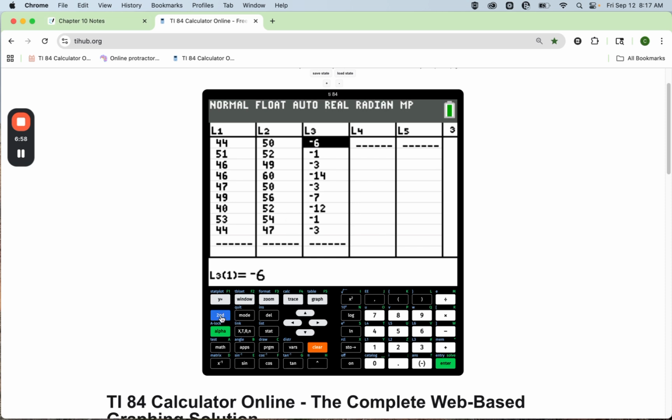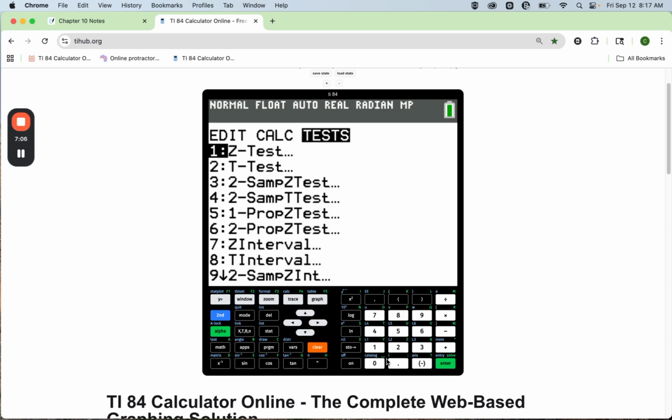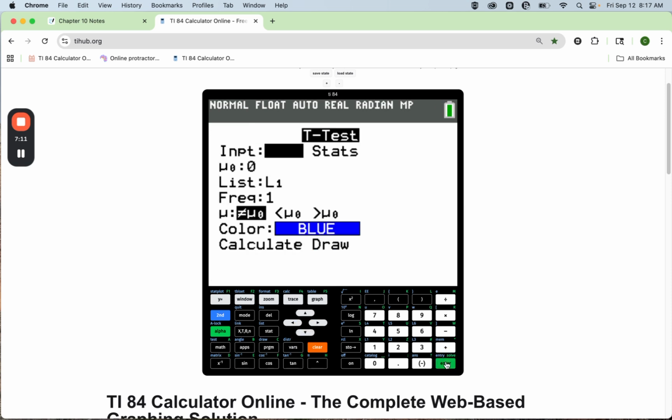So I'm going to go to second. Nope, not second. I'm just going to go to stat and over to tests. And I'm going to t-test, once again, because we do not know the standard deviations of the population. This time I want to put the data in. So boom, right there. Mu0 is 0, right? That's the difference in the means is 0. That comes from your null hypothesis.